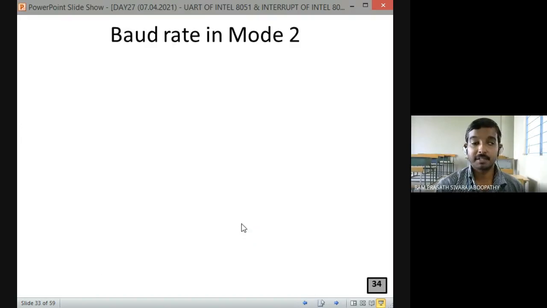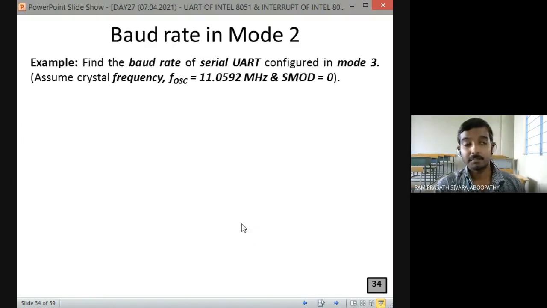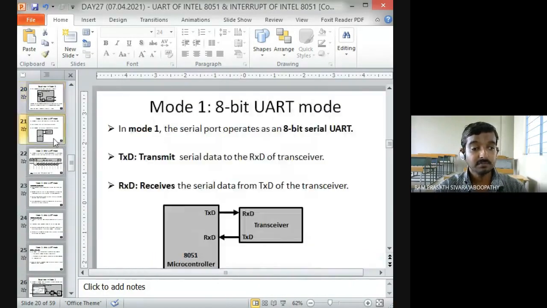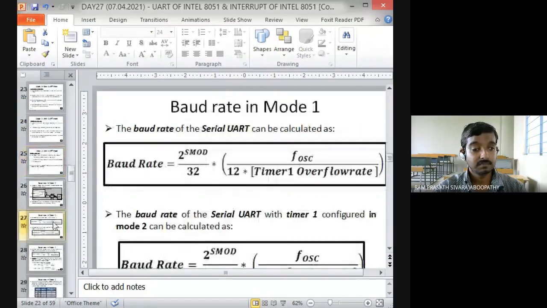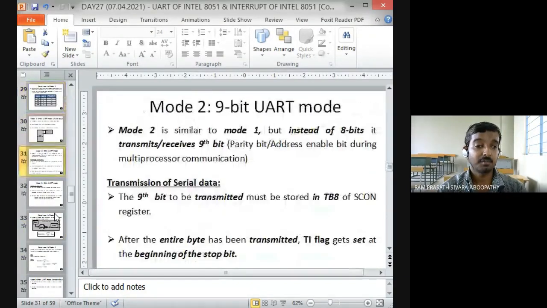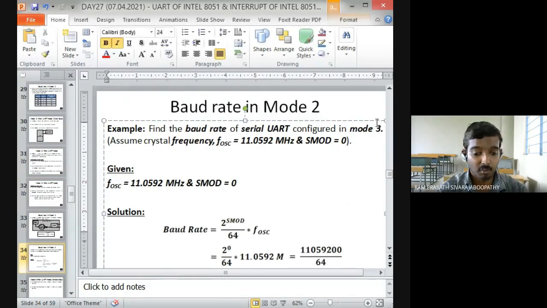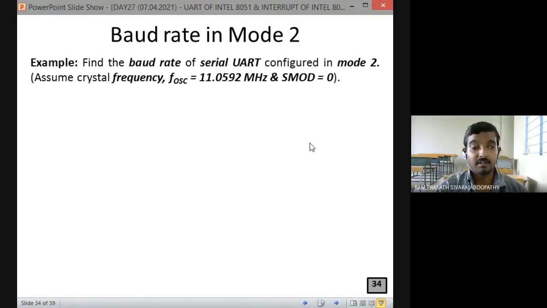So shall we see an example for this? Fine. Find the baud rate of serial UART configured in mode 3. Sorry, mode 2, not mode 3. I think mode 2. Wait a minute. That is for mode 2. The modes keep getting swapped in many places. Okay, so we regret that.